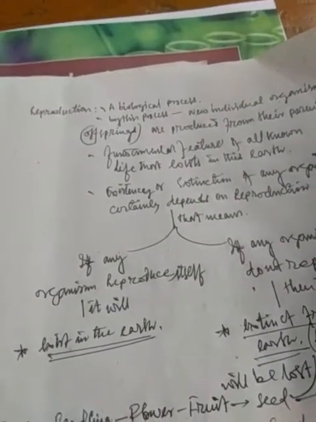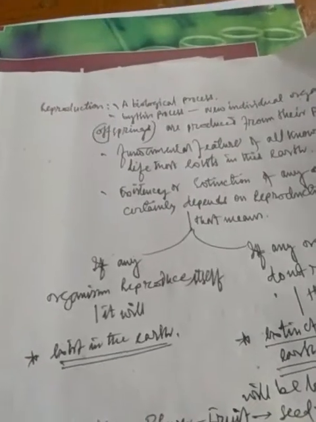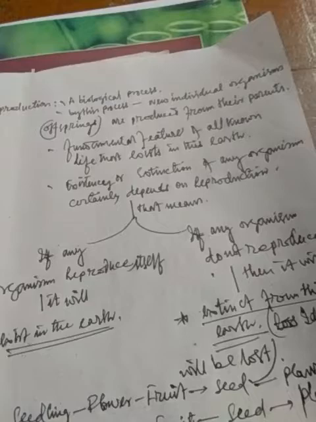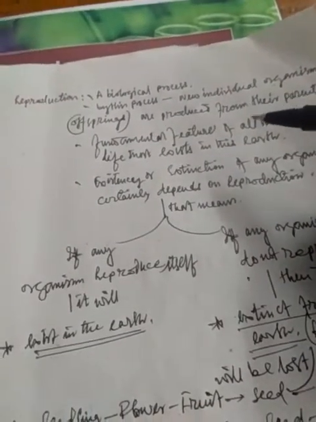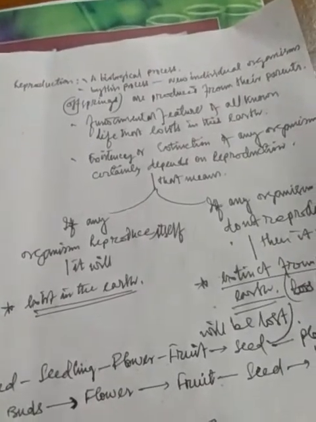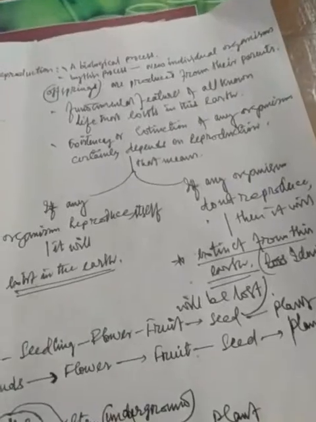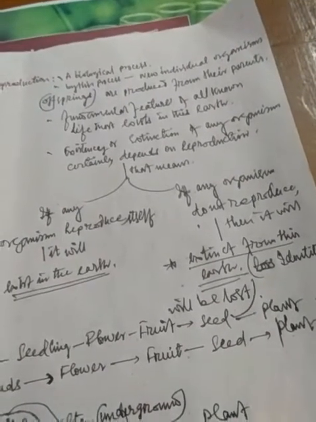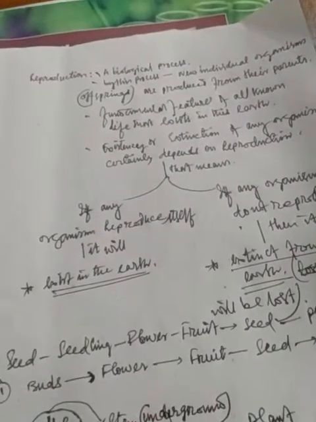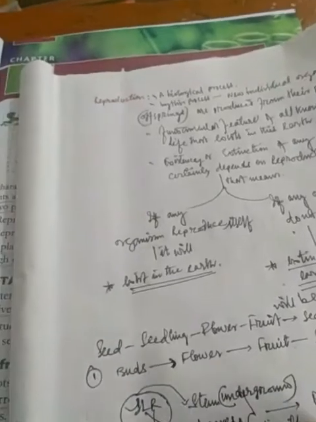This reproduction system is the striking feature of all living organisms that exist on this earth, including plants. The existence or extinction of any organism will directly depend on this system called reproduction. That means if any organism reproduces itself, it will exist on this earth, whereas if any organism is not able to reproduce itself, then it will become extinct from this earth. That means its identity will be lost. Therefore, we can say the matter of existence or extinction depends directly on the reproduction system. Therefore, it is known as the striking feature or the most important characteristic of all living organisms on this earth.